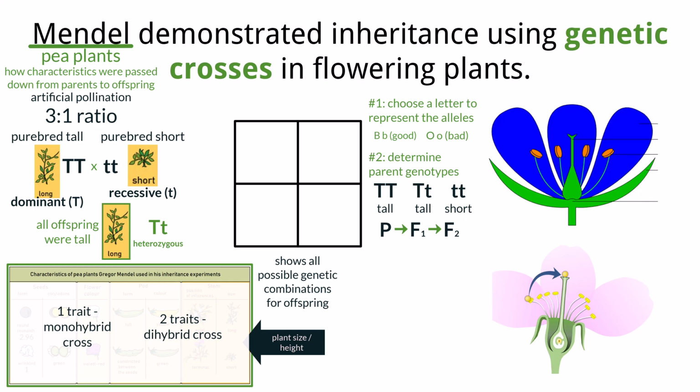Number 3. The third step is to determine what gametes the parents could produce. If the parent is uppercase T, the only gametes that can be produced are those with the uppercase T, or the dominant trait.